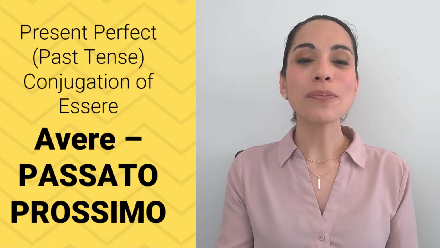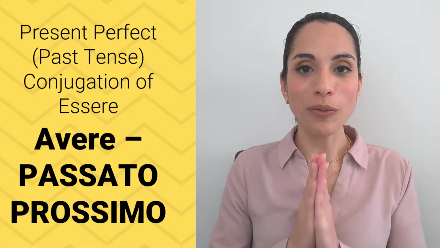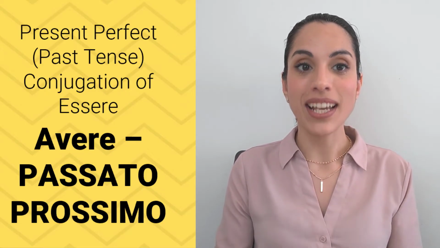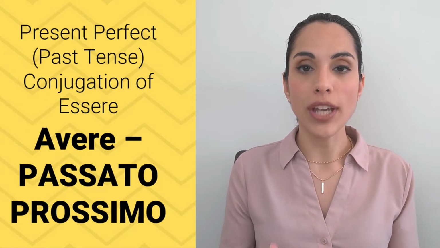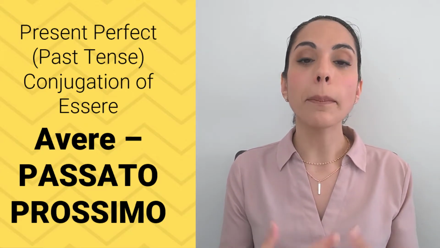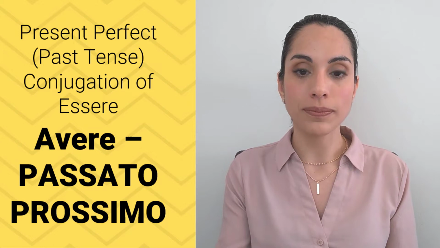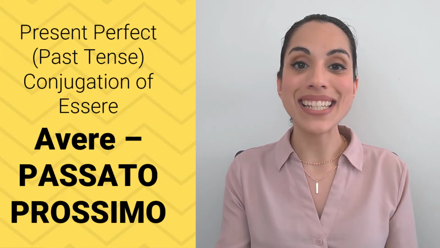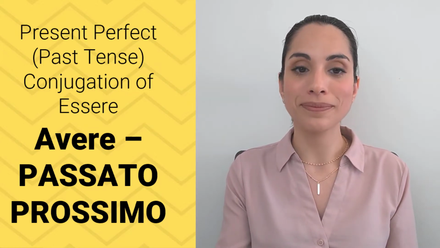Perfetto. Let's move on with another very common, very important tense in Italian. This is present perfect conjugation of avere. So this is a past tense in Italian. We call it passato prossimo.